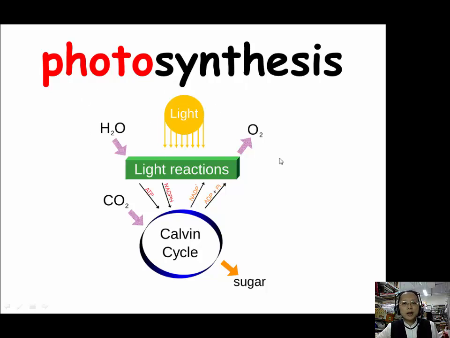Photosynthesis has two parts of reactions. The first one is light reactions. Light reactions use the energy of light to extract the light energy and convert it to ATP, which is the energy currency of the cell, and NADPH, which is the electrons. And then the second part, the Calvin cycle, uses the ATP and the NADPH from the light reaction to reduce the carbon dioxide to sugar.